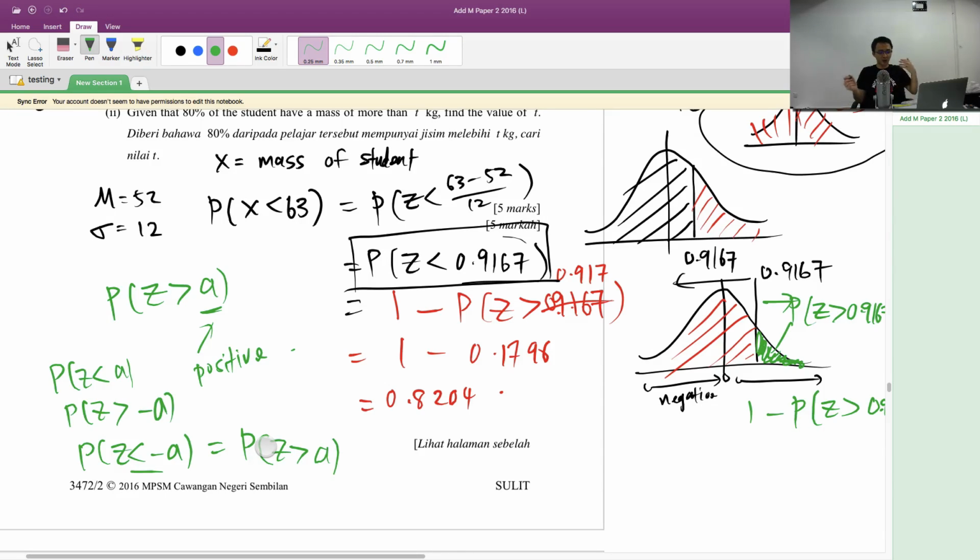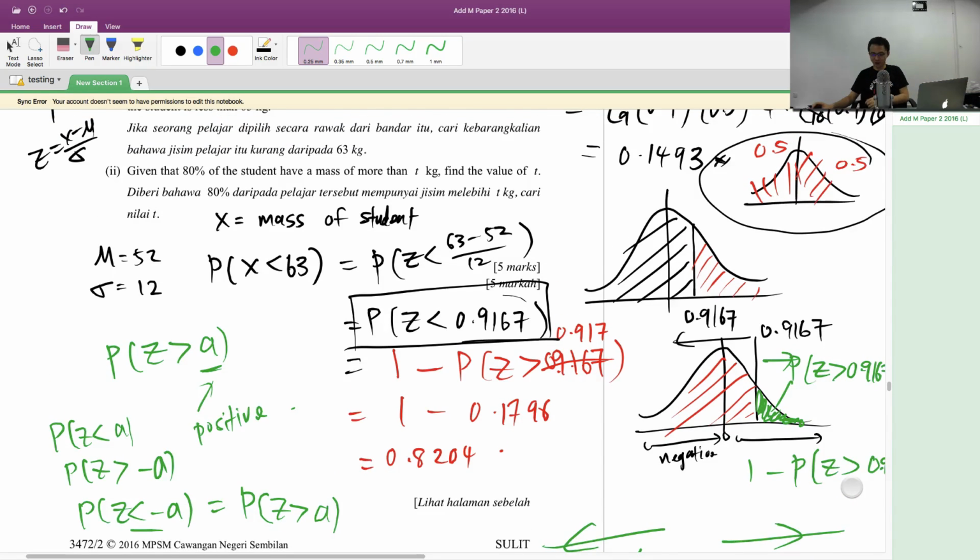Okay, this is when we need to find the table and which region we need to find. You need to understand this in order to know which part is your shaded region. So normally for less than, you just shade this part. This is less than. If it's bigger, you just shade this part. This is bigger. I hope I do answer your question.